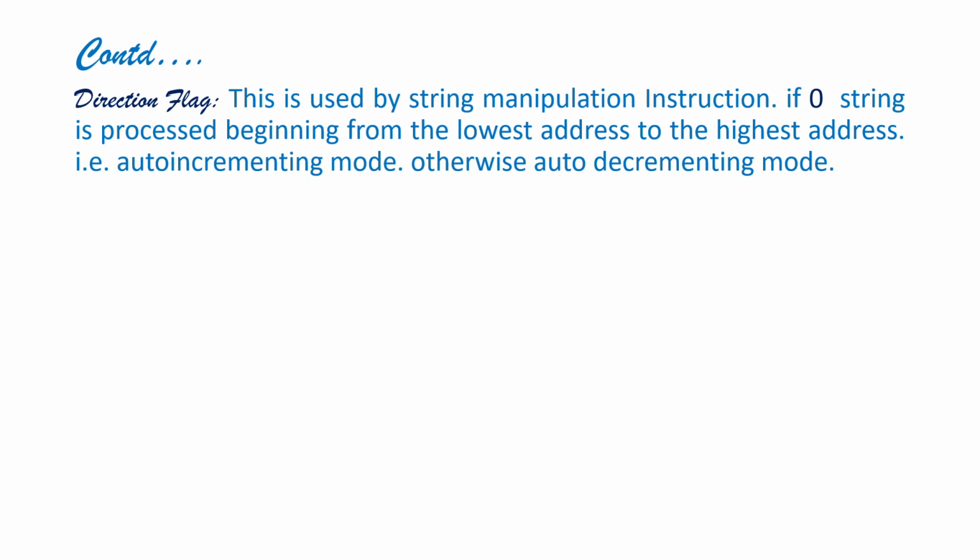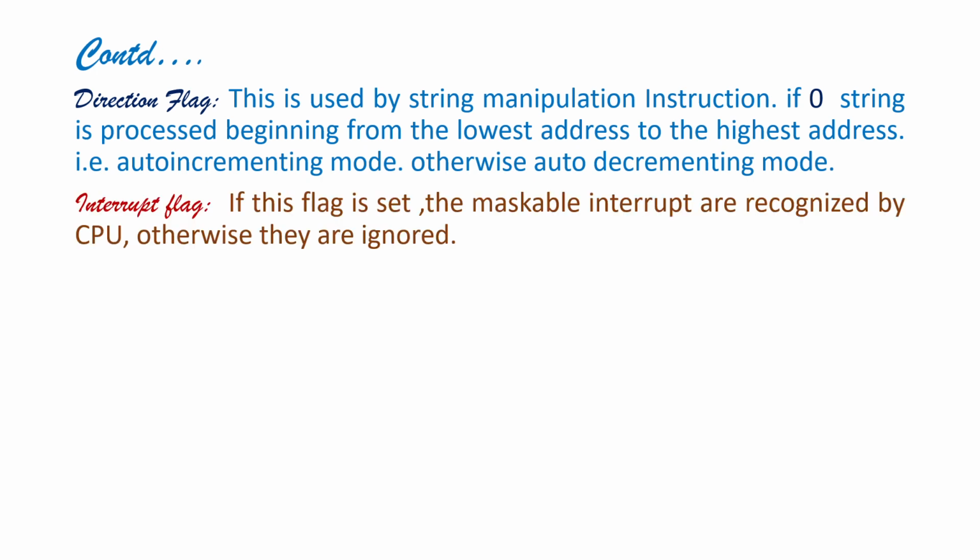First I go for the direction flag. This is used by the string manipulation instructions. If 0, the string is processed beginning from the lowest address to the highest address, that is auto incrementing mode, otherwise auto decrementing mode. That means if 1, then it goes from the highest to the lowest address. Interrupt flag: if this flag is set, the maskable interrupts are recognized by the CPU, otherwise they are ignored.